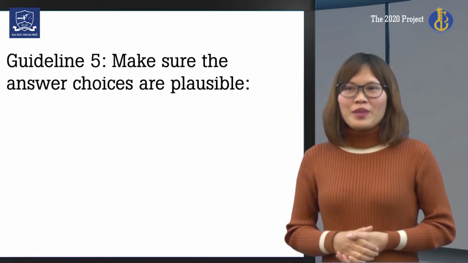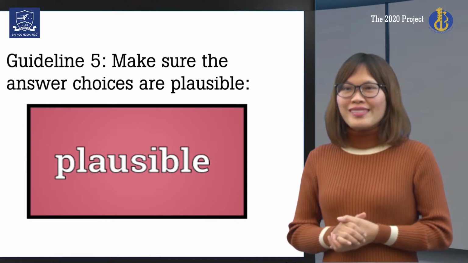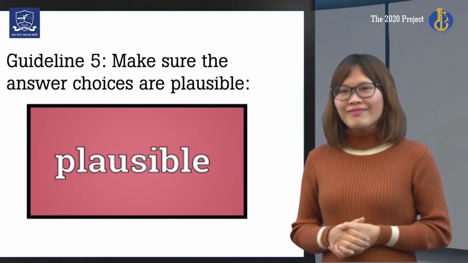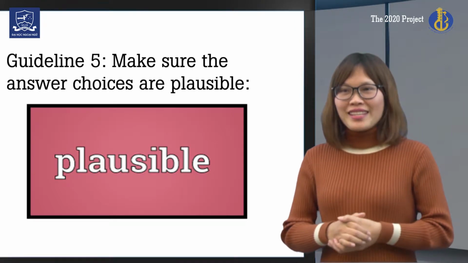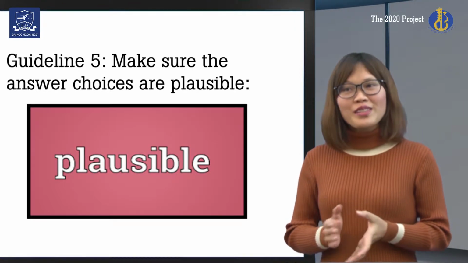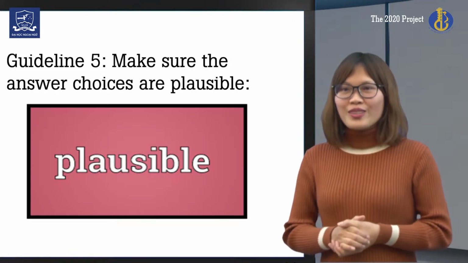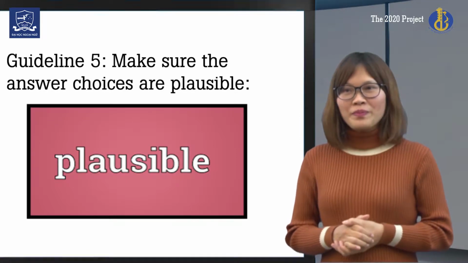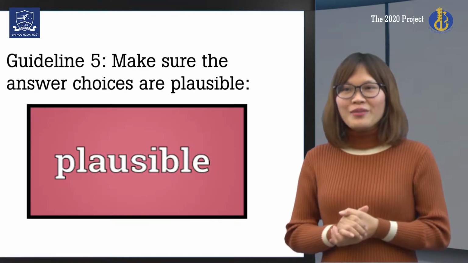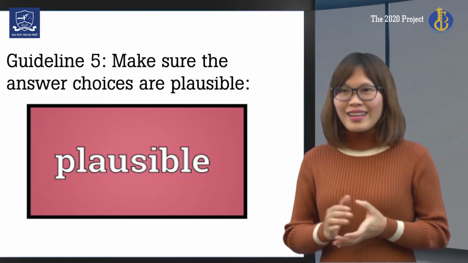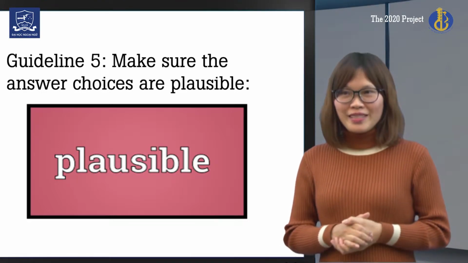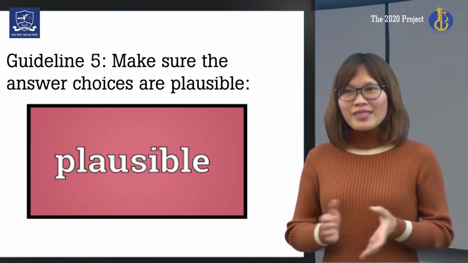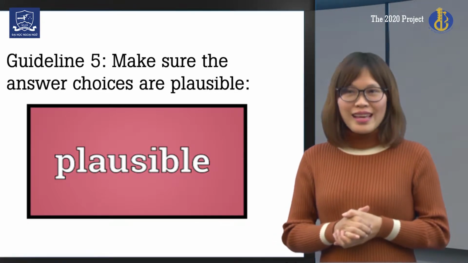Guideline 5. Make sure the answer choices are plausible. Well, it is a matter of fact that some of the answer choices may be unreasonable, so that students break into a smile when they read them. Providing unreasonable answer choices that are not plausible affects the reliability of items, because students can easily dismiss these answer choices.